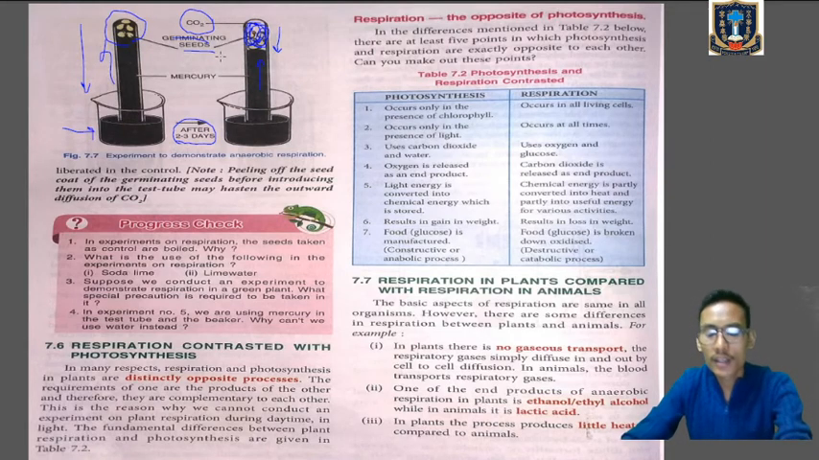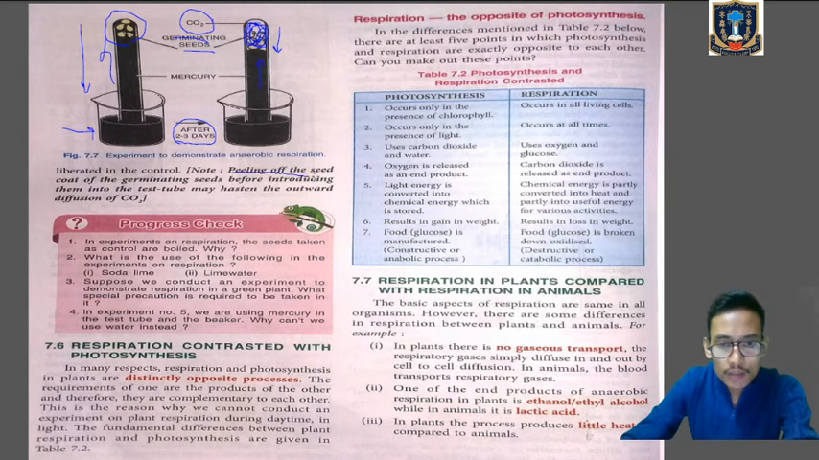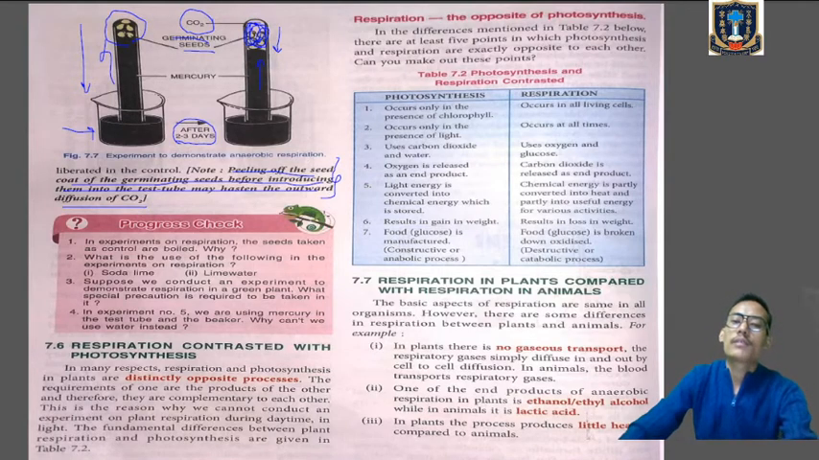Now the precaution to be taken. Peeling of the seed coat of the germinating seeds before introducing them into the test tube may hasten the outward diffusion of carbon dioxide. So this has to be taken into consideration. Okay, so here we have finished the experiment on respiration. Clear? The answers for the progress check, I'll supply through your WhatsApp group. Clear? Okay, now next one.